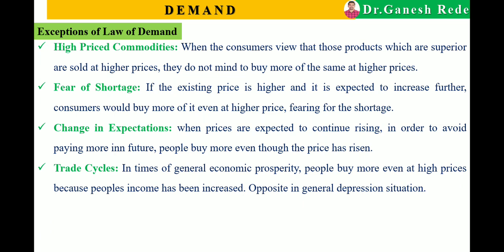Then change in expectations. When prices are expected to continue rising, in order to avoid paying more in the future, people buy more even though prices have risen. Same example of onion. In the first week of any month or any week, if the prices of any good started rising, we think that the price will rise in the future, so we purchase that commodity at a higher price also. It is also an exception for the law of demand.